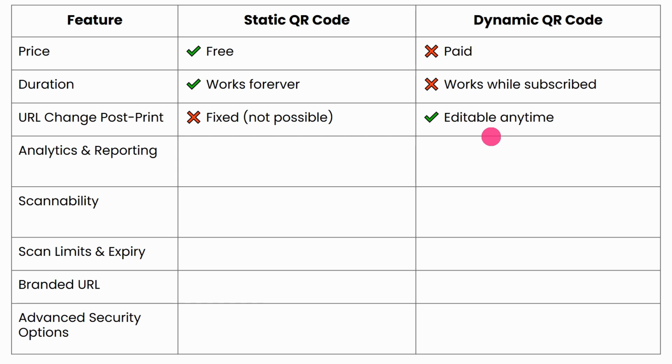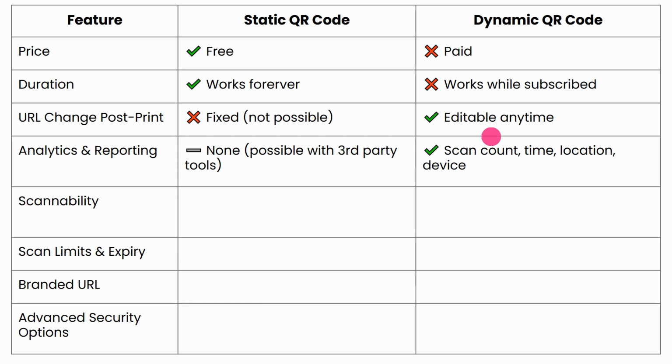Another big feature that dynamic QR codes come with is scan counts, time, location, and device information. So basically you get analytics and reporting built in directly in the dashboard. Whereas with static QR codes, you don't have that unless you use third-party tools like Google Analytics 4 and UTM parameters.